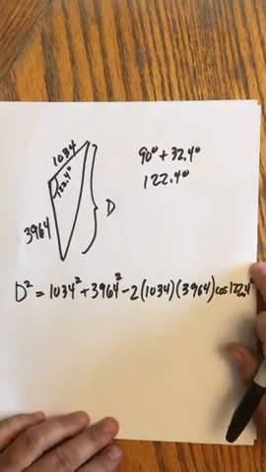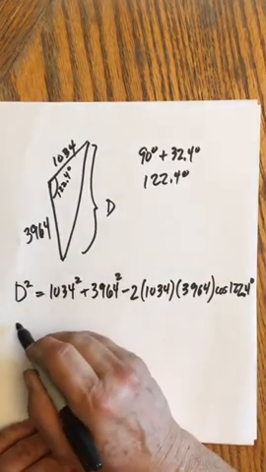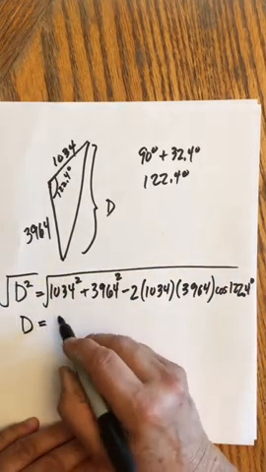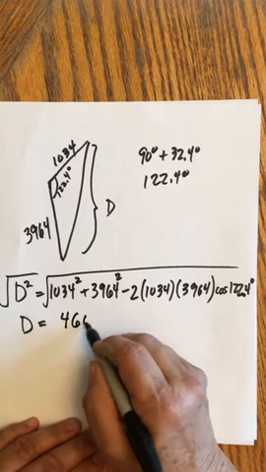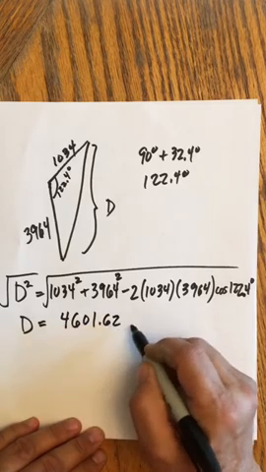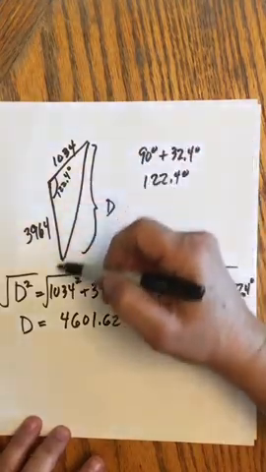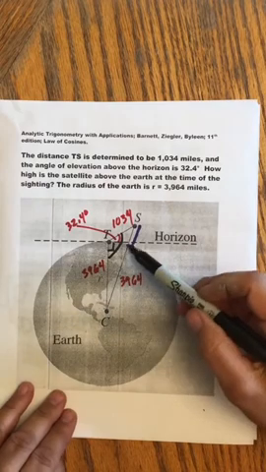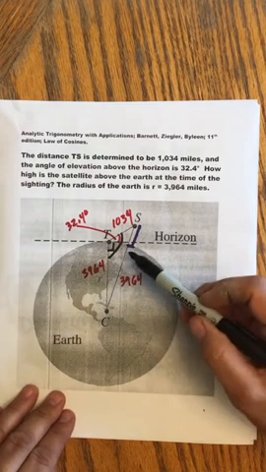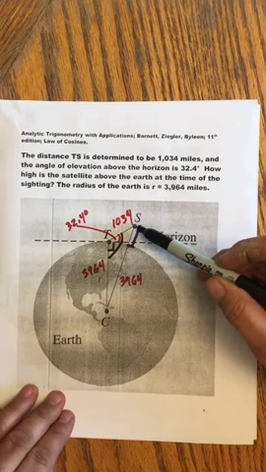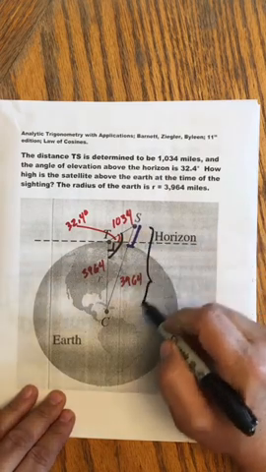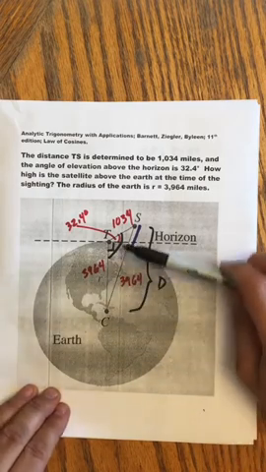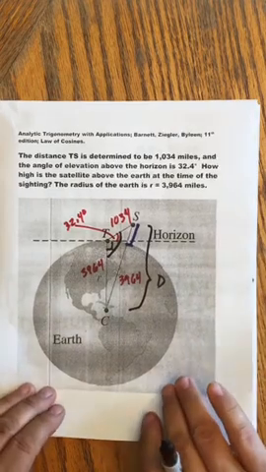All right, so now to solve for D, I'm just going to take the square root of both sides. When you do that, D is going to be 4,601.62 miles, but that's this whole thing. So if you look back at the picture, from the center of the Earth to right at the Earth is 3,964, and then we want everything above the Earth to S. Altogether, this whole thing is D. So if I take the entire length of D and subtract out the 3,964, that'll give me the height they're looking for.